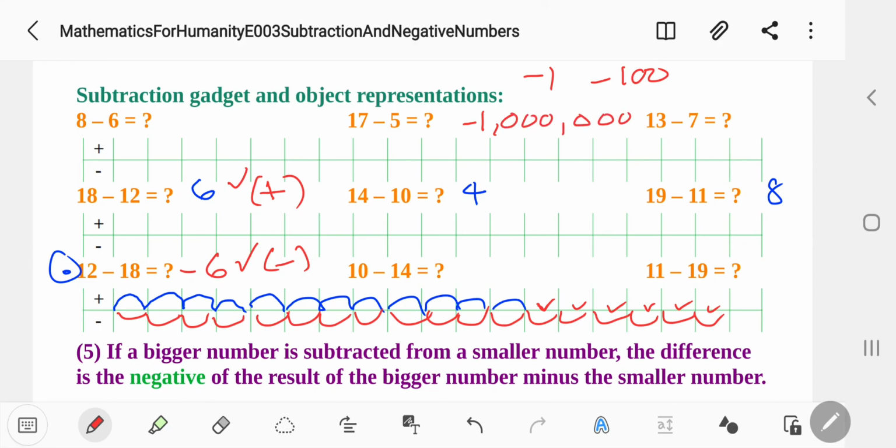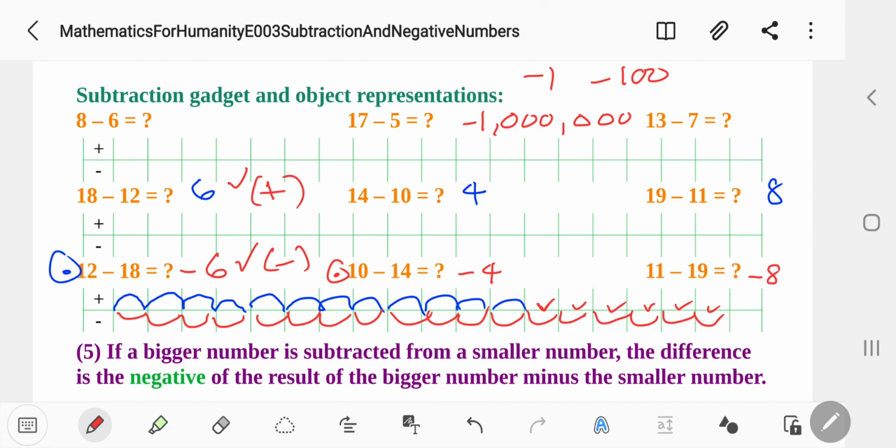There are two types of numbers, positive and negative. Here in this one, 10 minus 14 is negative 4, because 14 minus 10 is equal to 4. And then you have 11 minus 19 is negative 8. You can do the wave to check it.